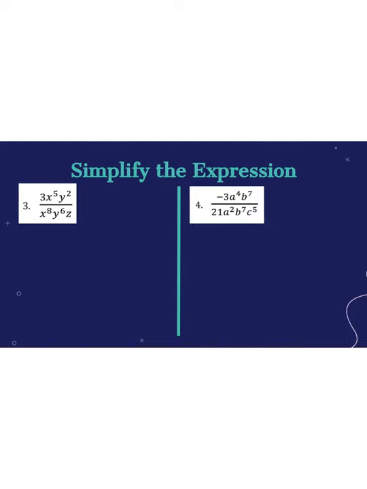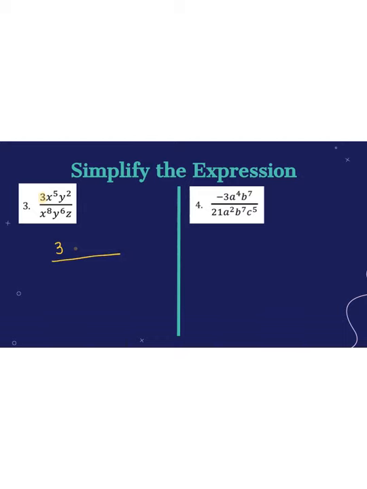Okay, we're going to start doing the same thing with the next one. So I have 3x to the 5th y to the 2nd, divided by x to the 8th y to the 6th z. Okay, when I look at my coefficient, or my number in front, I only have a 3 on top. I don't have anything else. So I know that 3 is just going to stay on top. So I'm going to go ahead and write that 3 on top.